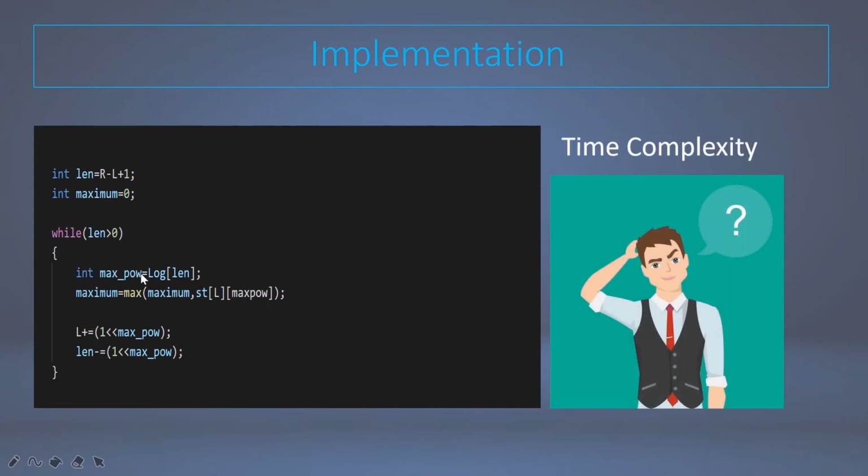So what about the time complexity? Here I am running a loop till the length is greater than 0. I am subtracting from the length the left shift of max power, which is a power of 2, right? So I am subtracting the length by powers of 2. So it will actually run log n times. So the time complexity per query is log n. This is much more optimized than our order n time per query, right?